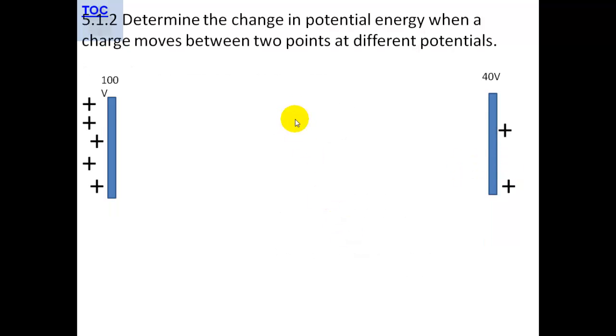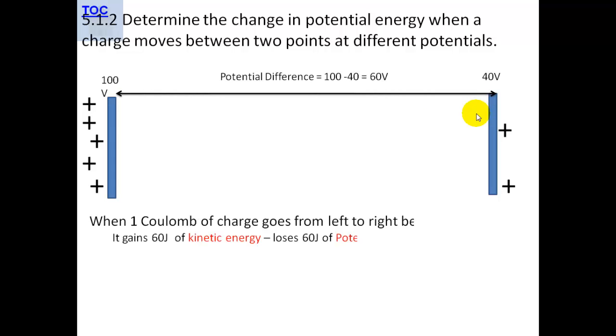Determine the change in potential energy when a charge moves between 2 points at different potentials. Now this is a potential of 100, this is a potential of 40. What is the potential difference between the 100 and 40? The potential difference is 60. It's the difference that counts. So when 1 coulomb moves from left to right, it will gain 60 joules of kinetic energy, which means it loses 60 joules of potential energy.